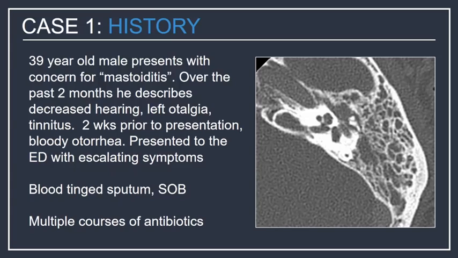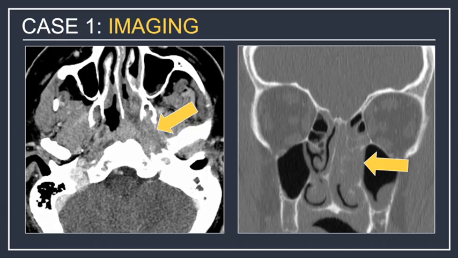Because the ER was worried about complications related to mastoiditis, they ordered a CT examination of the temporal bone. And here in this example, we can see that there's complete opacification of the left mastoid air cells as well as within the middle ear cavity. We can see that the osseous septations within the mastoid air cells are intact, and we don't have any evidence of bony erosion.